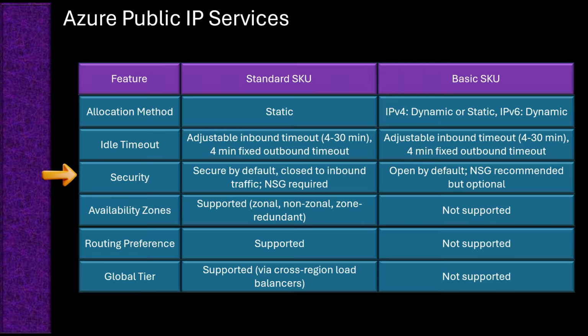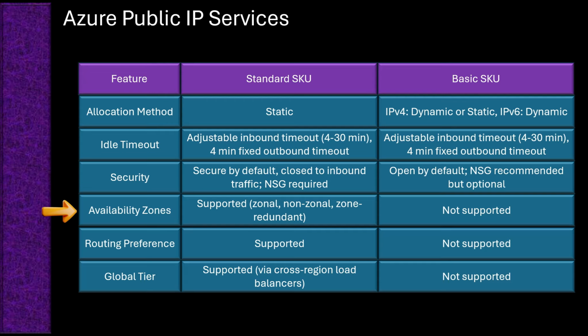For security, standard SKU is secure by default. Inbound traffic is closed unless explicitly allowed with a network security group. For instance, if used with a virtual machine, you will need to set up an NSG to manage traffic. Whereas basic SKU is open by default, meaning it doesn't require an NSG, though adding one is recommended for traffic control.